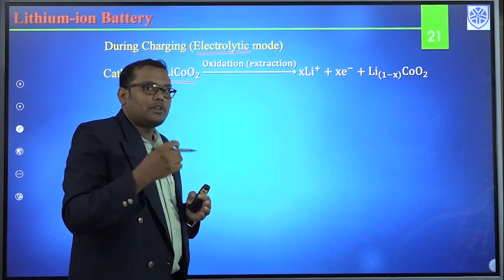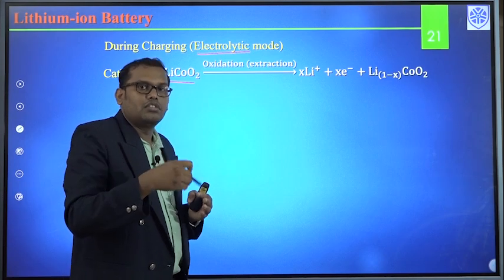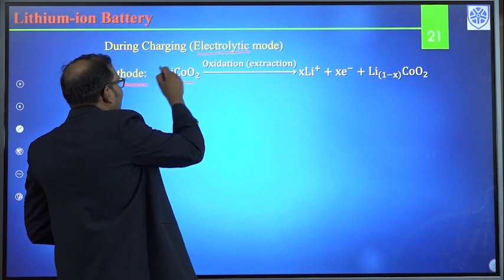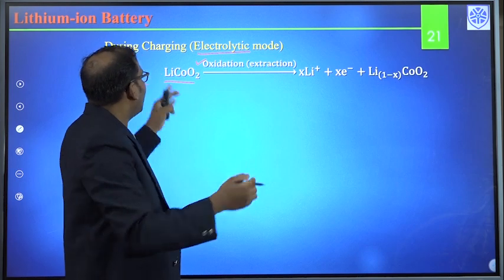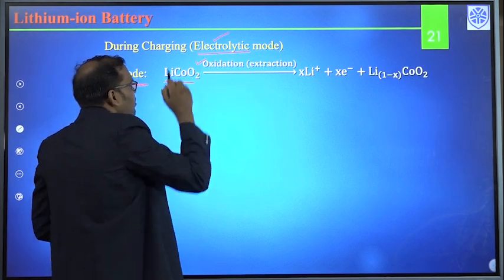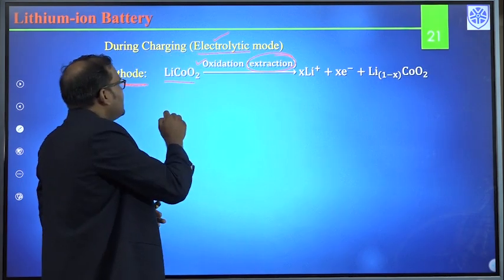That means at the anode, if oxidation happens during discharging, then during the charging process reduction will occur at the anode. That is why at the cathode, normally what happens? Reduction. But here the cell is in electrolytic mode, so oxidation will occur at the cathode. That is called the extraction process.